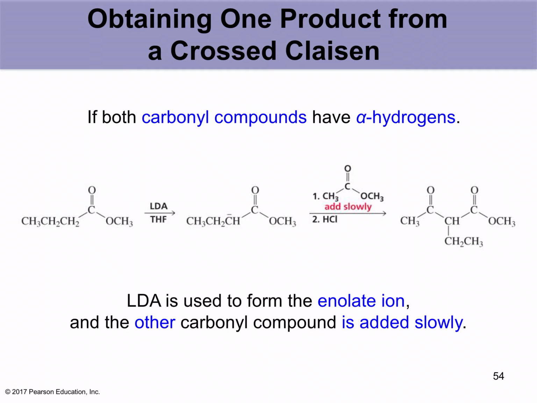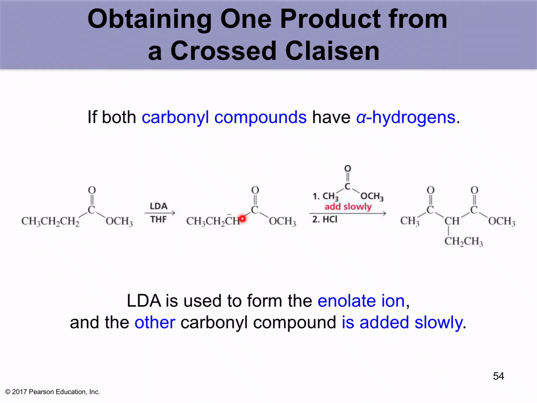Now in this case, both carbonyl compounds have alpha hydrogens. So what do we do now? What we do is we use the molecule that we want to form the carbanion, and we first react it with LDA. LDA is a strong base, it's going to take the alpha hydrogen and form the carbanion. Once you already made the carbanion in the reaction mixture, then you slowly add the other molecule.